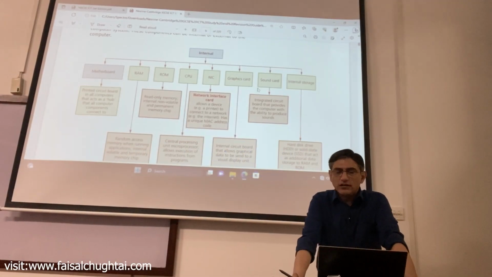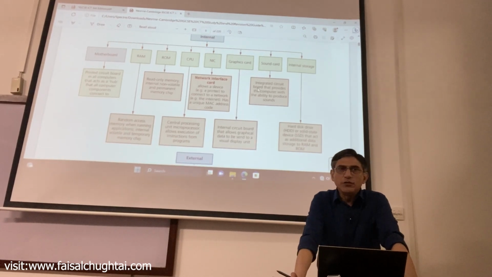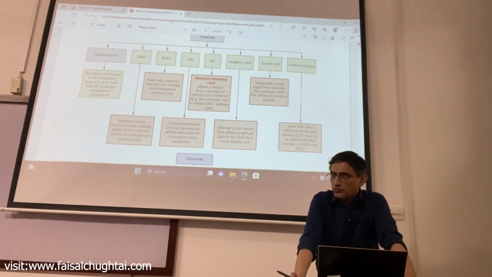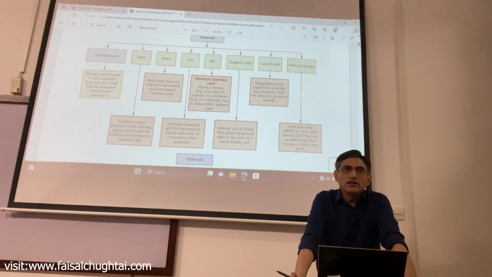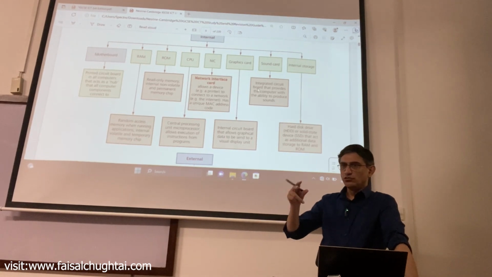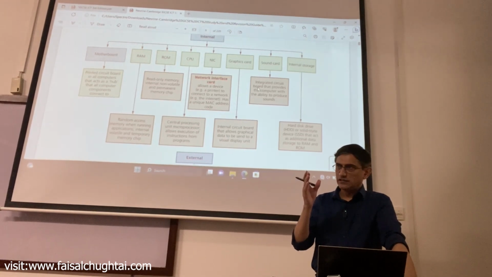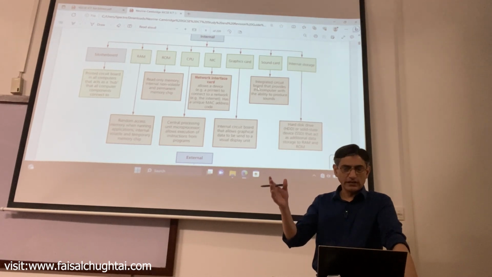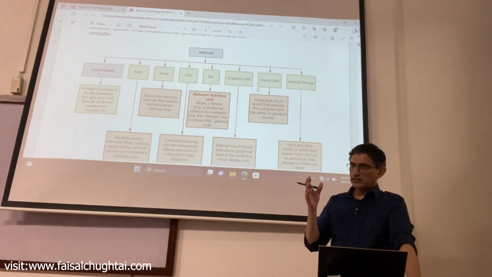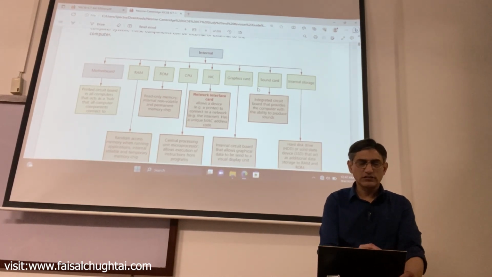All right, let's start. As you people know, we have been talking about computer hardware, and computer hardware can be classified into two categories. One is internal hardware, and the other is external hardware. Our first point of discussion was internal hardware, which we have already discussed.